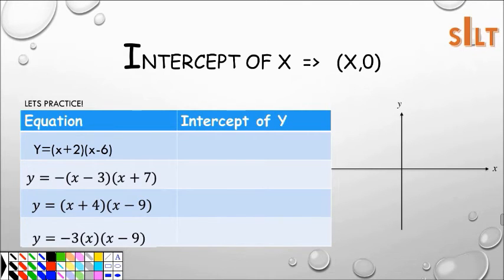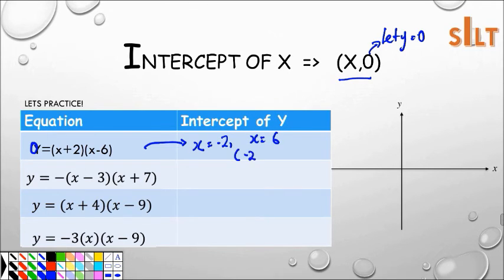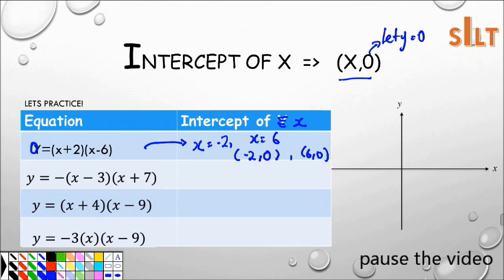Alright, practice time again. We want to find the x-intercept. We say we will let y be equal to 0. So in the first example, when I let y be 0, I see that I have x equals negative 2, x equals 6. Now I want you to write down the x-intercepts as negative 2, 0 and 6, 0. There's an error here. This is the intercept of x. Pause the video now and try the 3 examples.